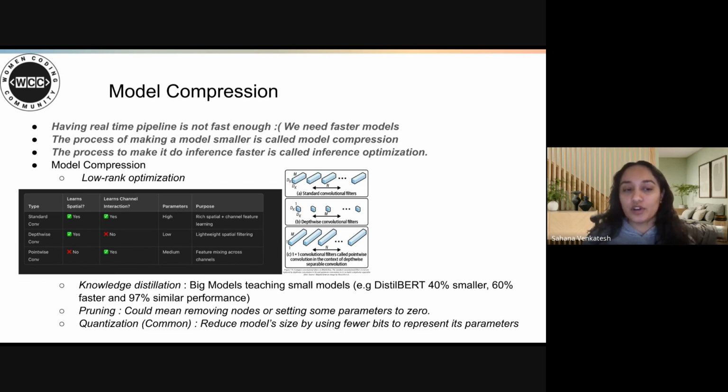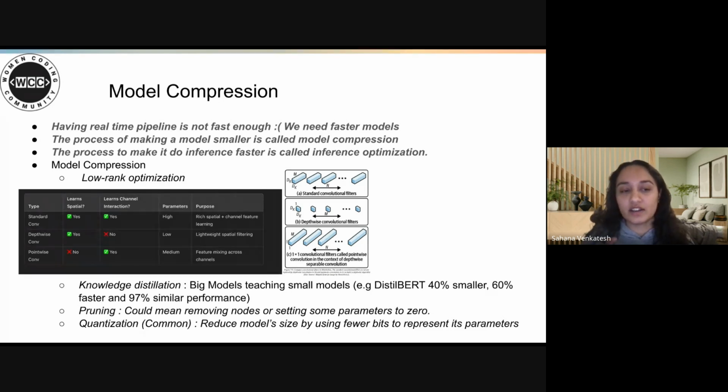There were a couple of examples of model compression shared in the book. The first one was low rank optimization. Earlier on, they had one standard convolutional filter that was responsible for learning both spatial features in the data and the channel interactions. Later on, they found that instead of using one filter to do everything, if they split the job between a depth-wise convolution that's responsible for learning spatial features and a point-wise convolution that's responsible for learning channel interactions, it overall leads to less computation and therefore a faster model.